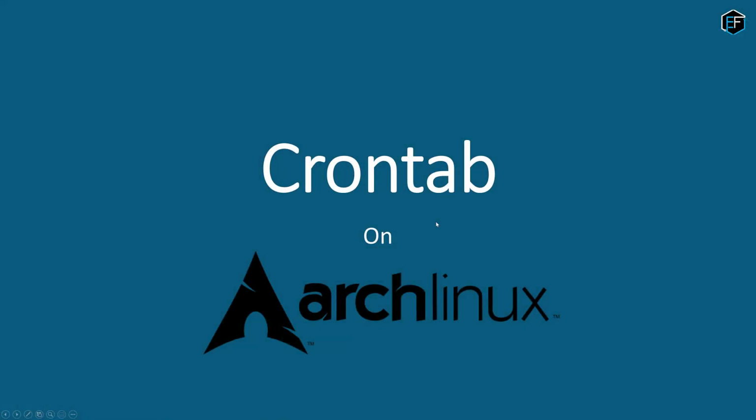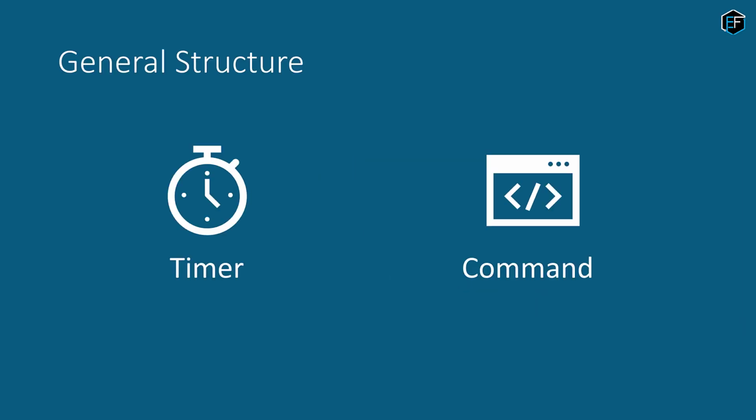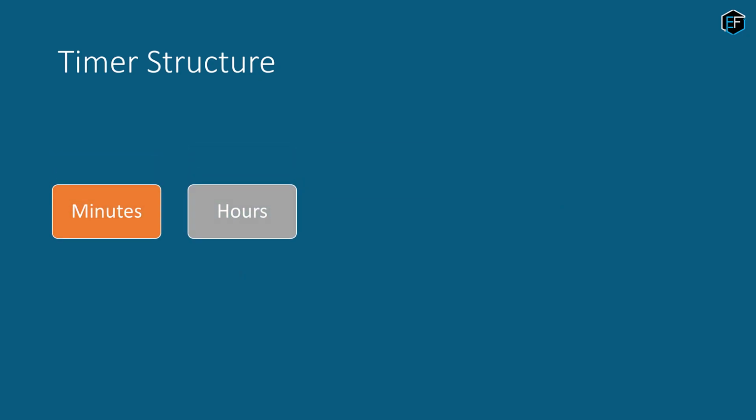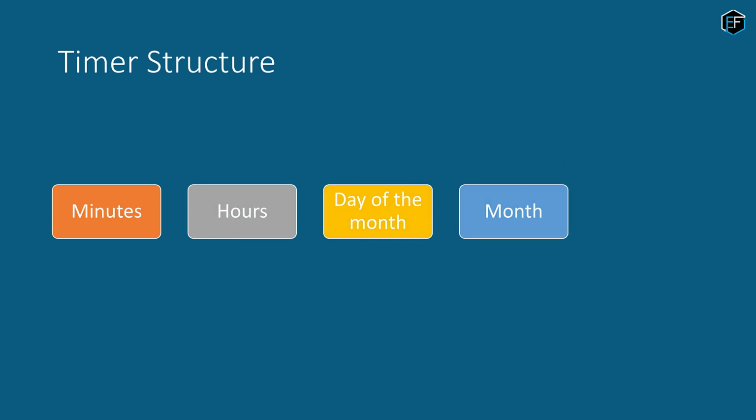Before we dive into Crontab on the terminal, let's have a look at the structure. Crontab is based on two factors. One is the timer, which will be on the left side of the command, and then the command itself, which will be on the right side. So let's explore first the timer. The timer is composed of 5 points. The first one is the minutes. The second one is the hours. Then we have the day of the month. Then we have the month itself. And last but not least, we have also the day of the week.